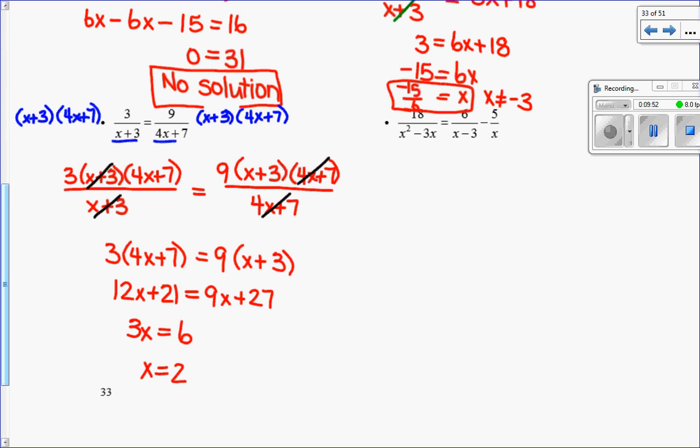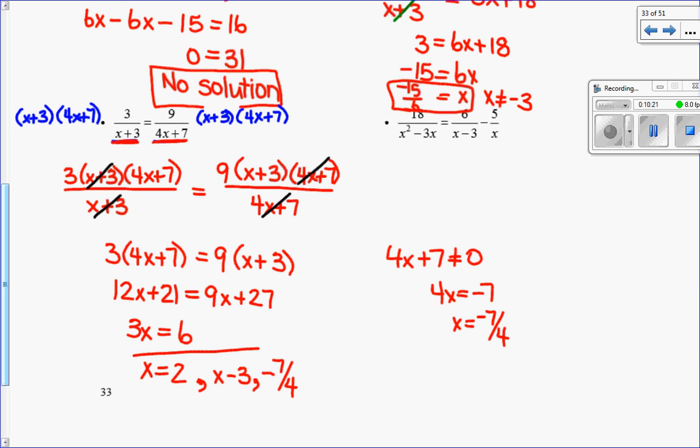Now, because I had x's in my denominator, I do need to tell my non-permissible values of x. So x cannot be -3, and x cannot be, well, if we set 4x plus 7 not equal to 0 and solve for x, then I have 4x cannot be -7, x cannot be -7/4. And this whole thing would be my completed answer.